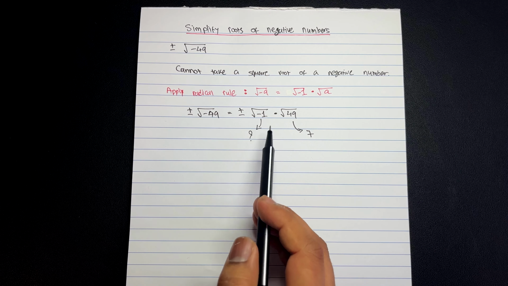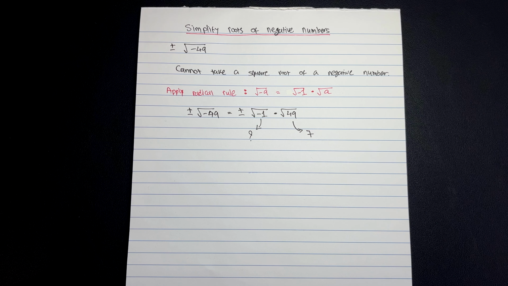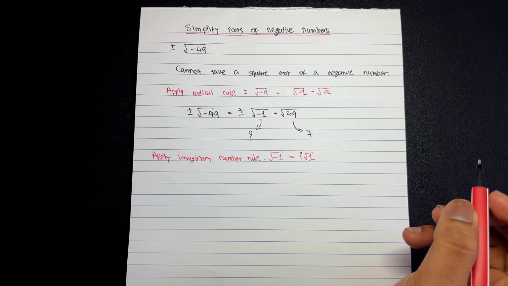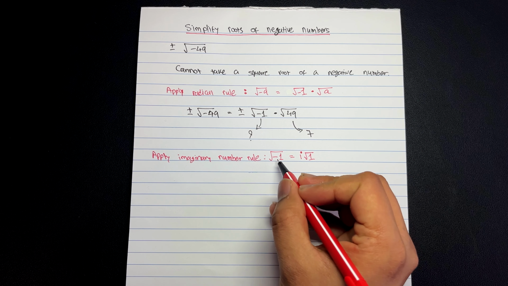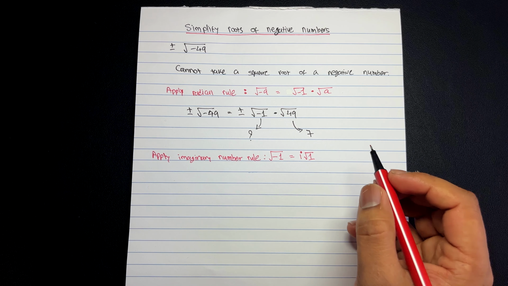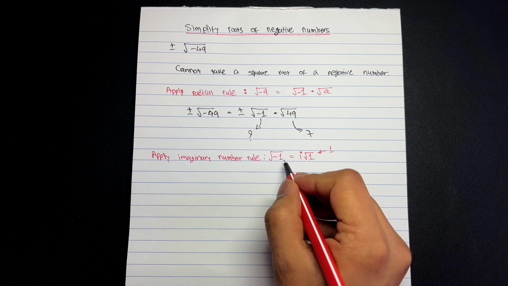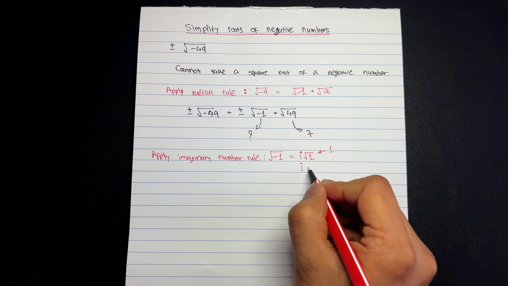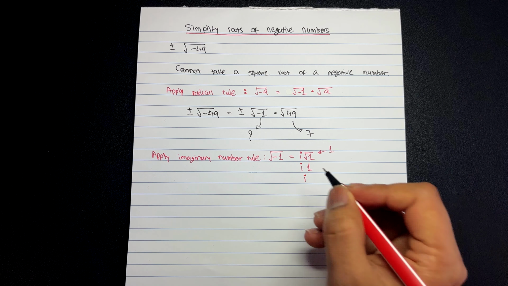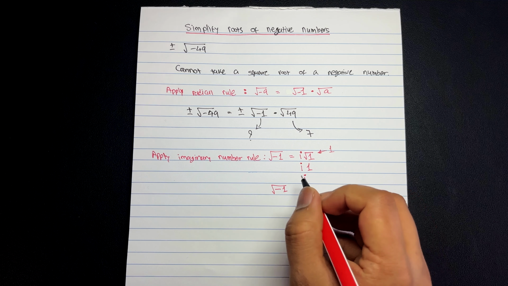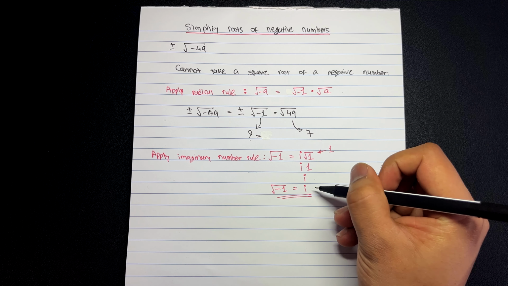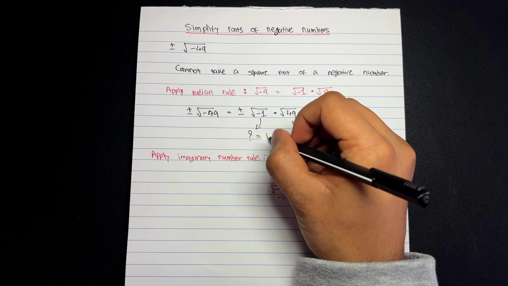So in this case, we're going to use the imaginary number rule. The imaginary number rule says the square root of negative 1 is equal to i times the square root of 1. We know what the square root of 1 is. It's just 1. So we can rewrite this as i times 1. So i times 1 is just i, right? Technically, the square root of negative 1 is just equal to i. This is our imaginary number rule. So using the imaginary number rule, we can say the square root of negative 1 is equal to just i.